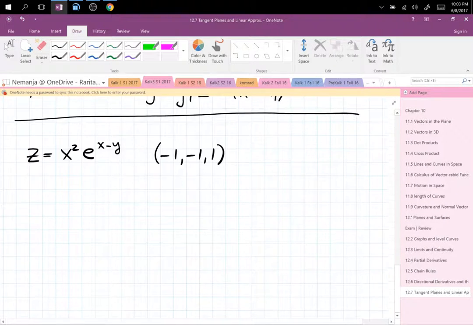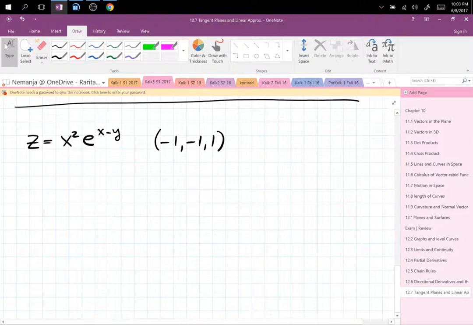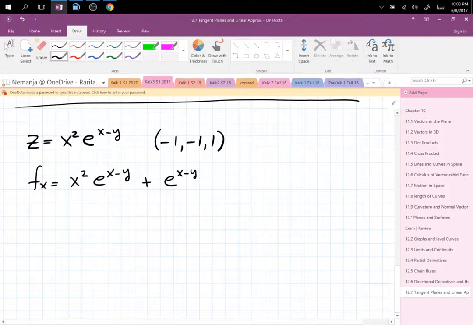Okay. So we have the partial derivative with respect to x. What do we have to do for the partial derivative of x? Anyone? Product rule. Thank you for being present. So it's x squared and then e to the x minus y, and the derivative of that would be just 1, so that's it. Plus, copy the second, which is e to the x minus y, and then the derivative of the first, which is 2x.